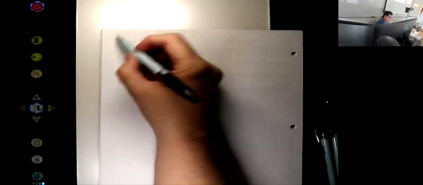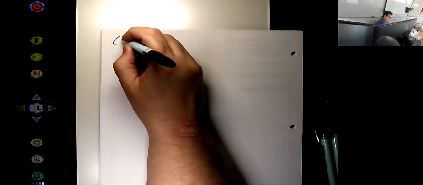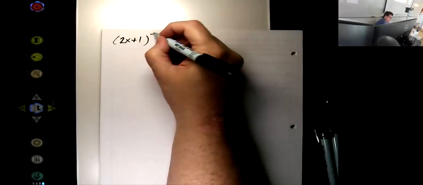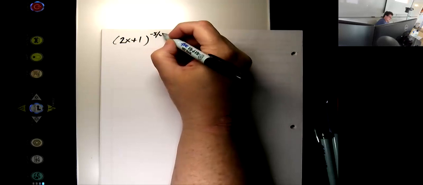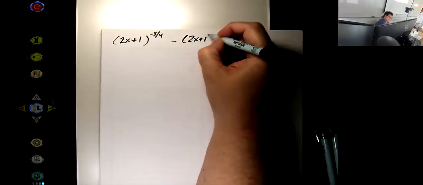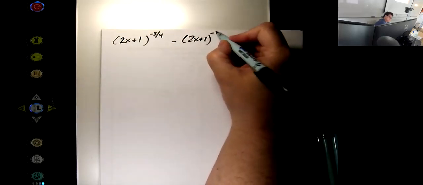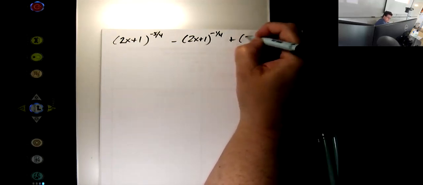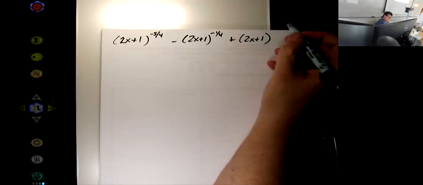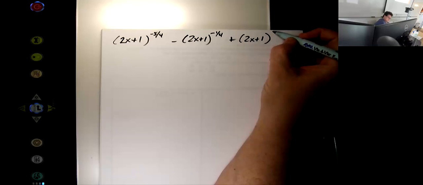Alright, let's kick it up a notch. Let's do 2x plus 1 to the negative 5/4, minus 2x plus 1 to the negative 1/4, plus 2x plus 1 to the 3/4.